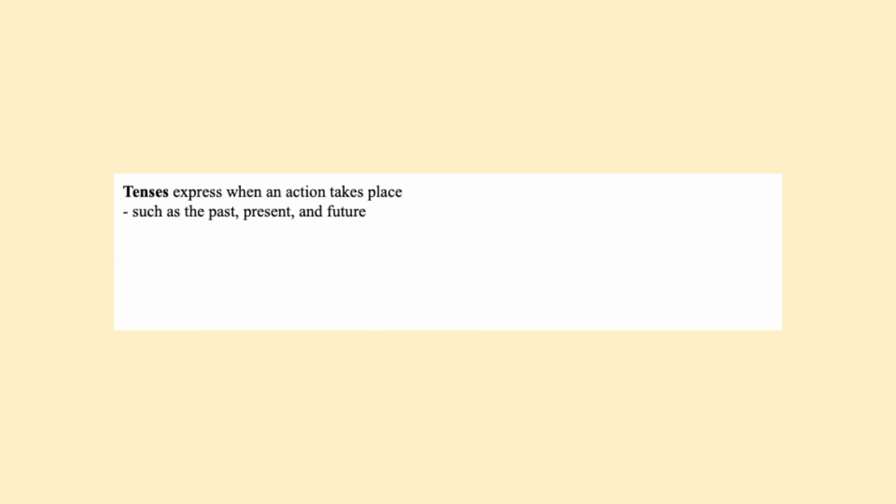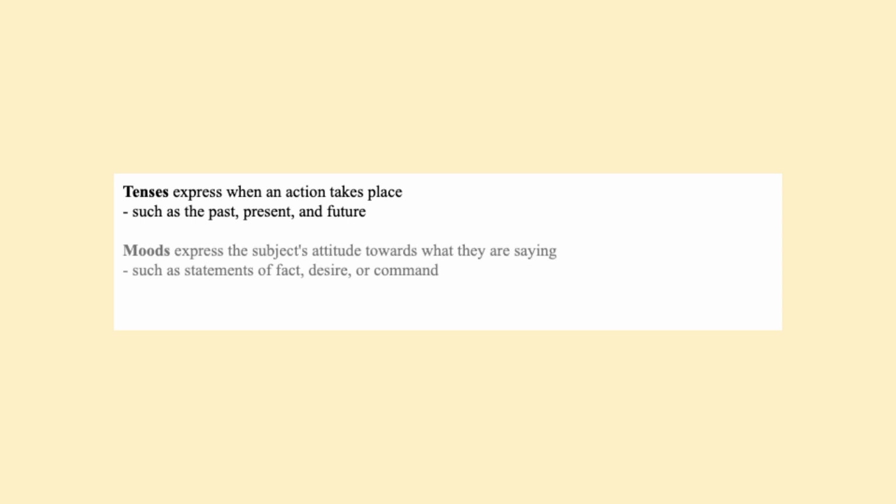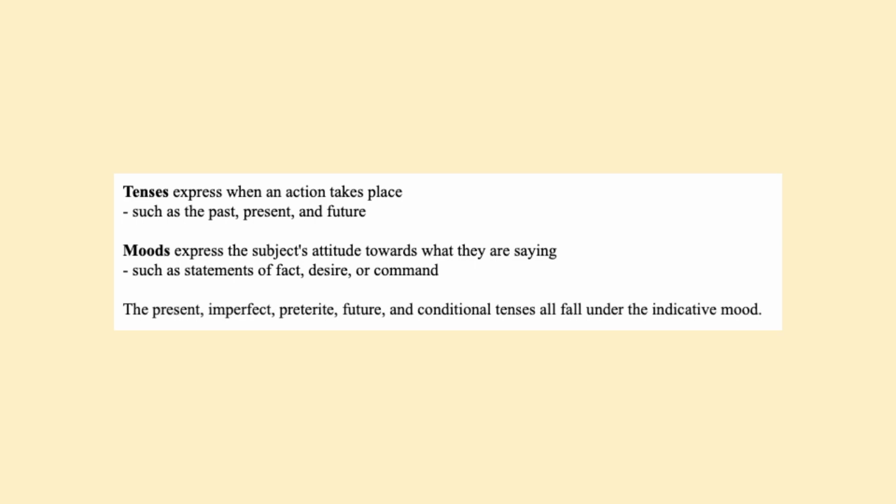Tenses express when an action takes place, such as the past, present, or future. Moods express the attitude of the subject towards what they are saying, such as a statement of fact, desire, or a command. In the previous lessons, the present, imperfect, preterite, future, and conditional all fall under the indicative mood. And just like tenses, the subjunctive mood also has its own verb conjugations.